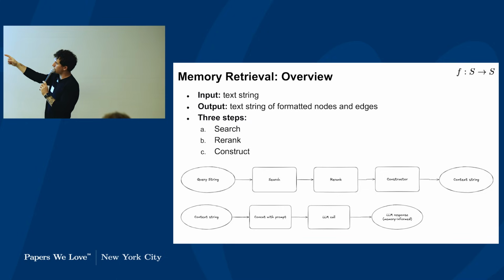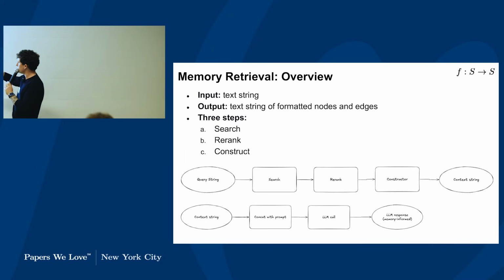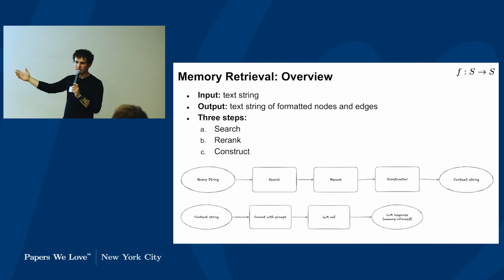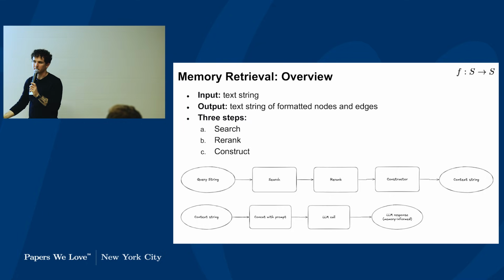So like I said, 3 steps. We talked about our input and our output. We take that context string and we concatenate it with the prompt. We put that into the LLM. We make our LLM call and we get our LLM response. And this is a memory-informed response as opposed to one that's not.